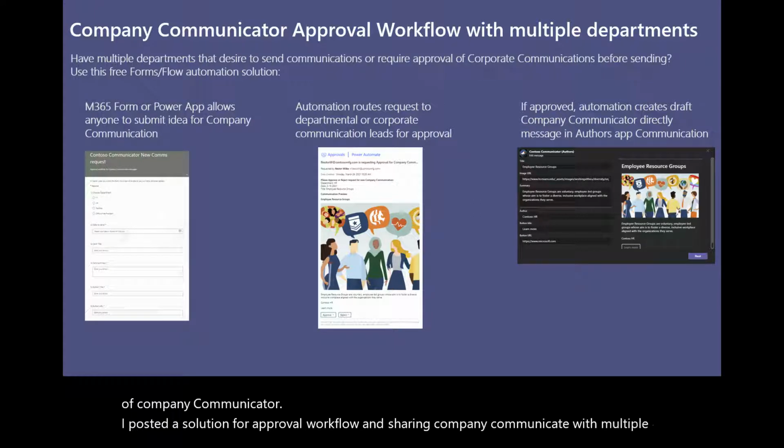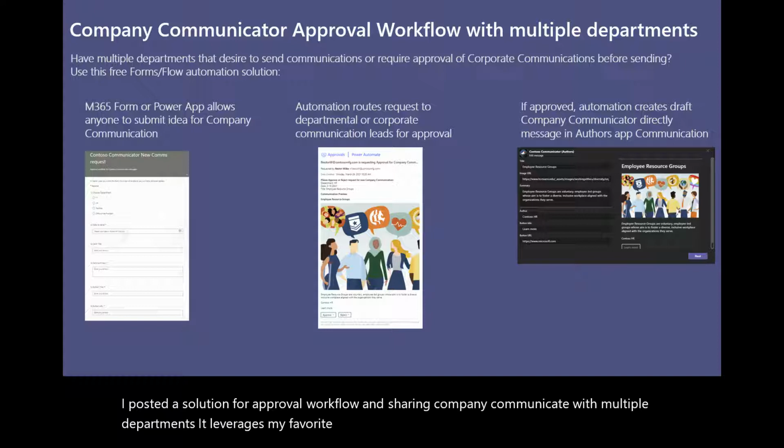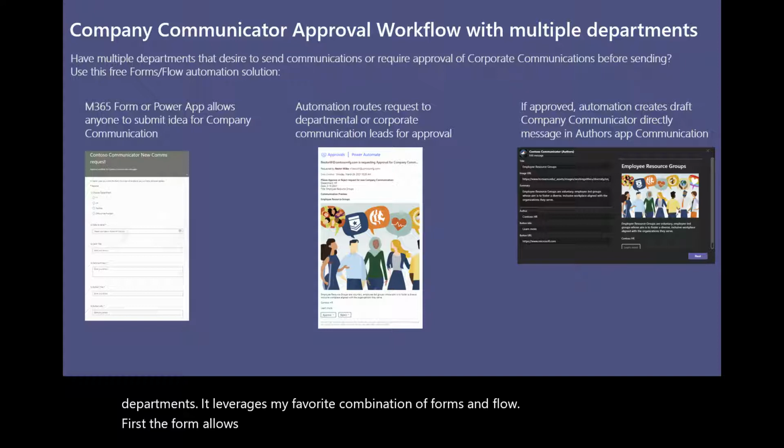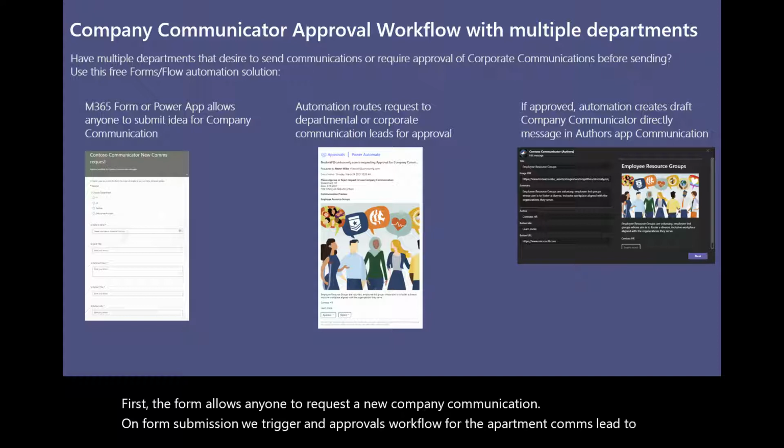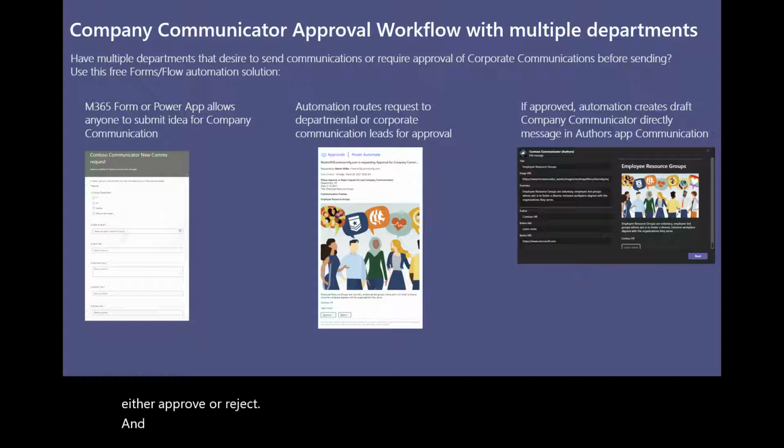It leverages my favorite combination of Forms and Flow. First, the form allows anyone to request a new company communication. On form submission, we trigger an approvals workflow for the department comms lead to either approve or reject. And once approved, the automation creates a new draft communication directly in the Company Communicator app. Let's take a look at the solution live.